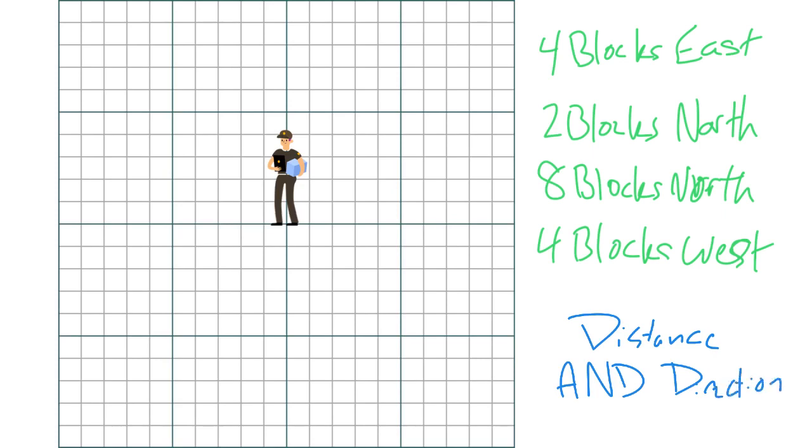They're giving not just 4 blocks, but they're giving 4 blocks east. This is called a vector quantity. Okay, a vector not only has a distance, but it also has a direction. So let's see how this plays out for our UPS guys.